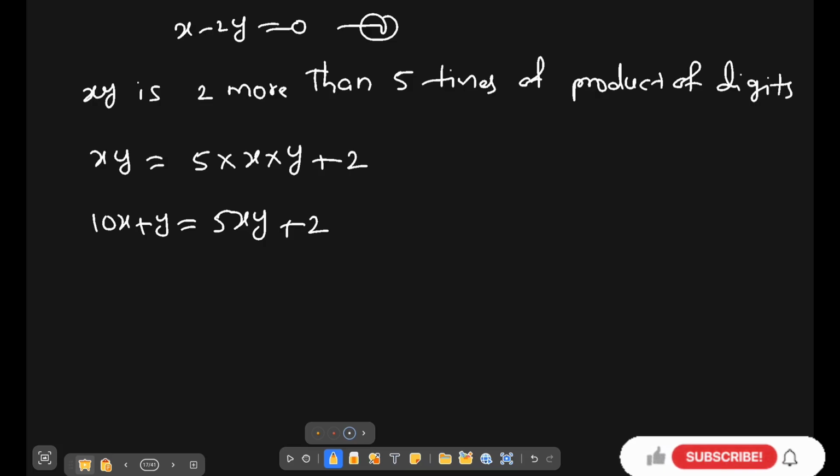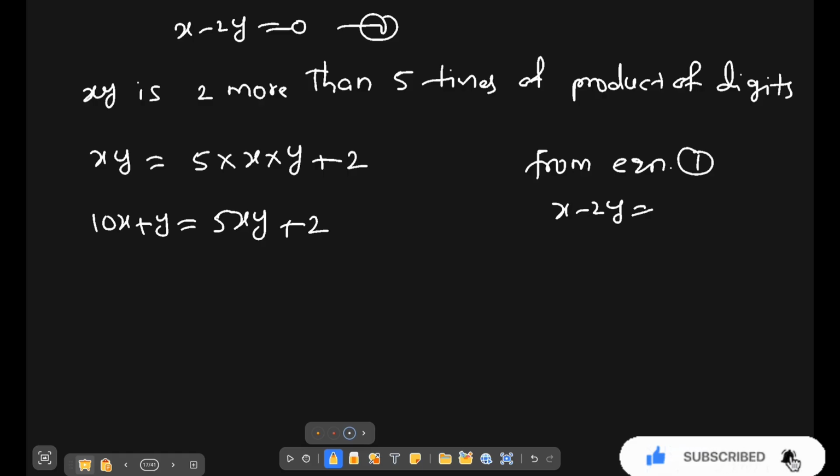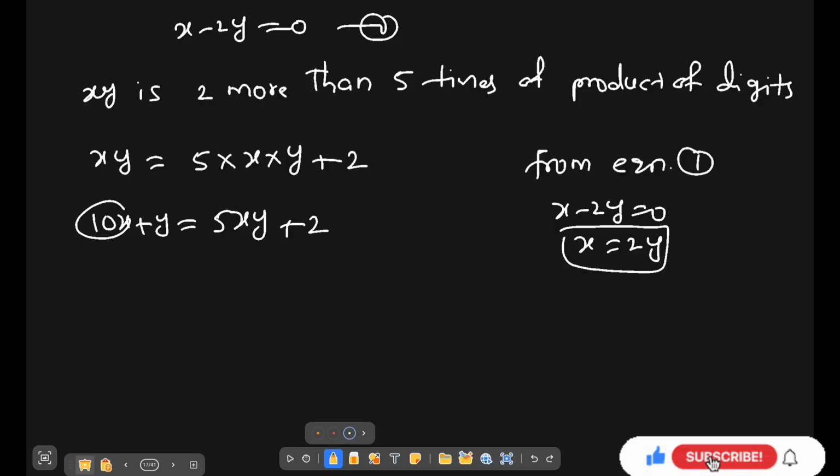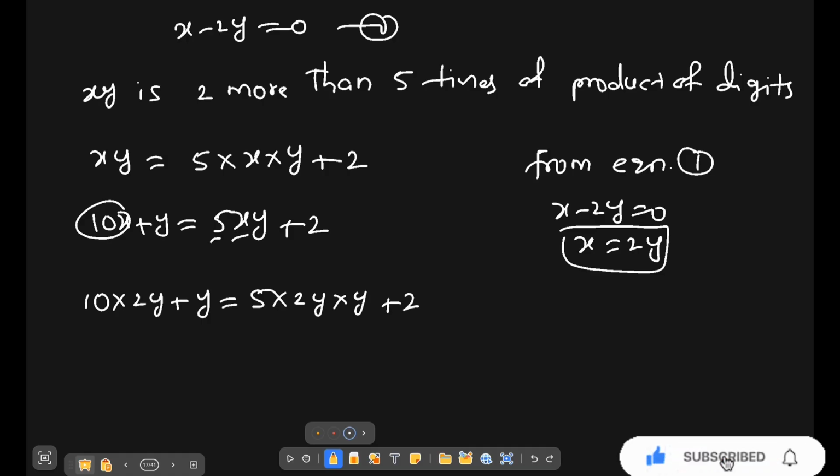From equation 1, what is our equation 1? We have x minus 2y is equal to 0, right? Send minus 2y to the right side, it becomes x is equal to 2y. So here in this equation, wherever x is there, write 2y. So 10x means 10 into 2y plus y is equal to 5x. In place of x, we have written 2y, and y as it is, plus 2.